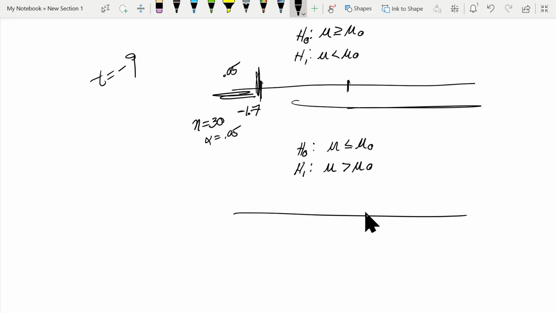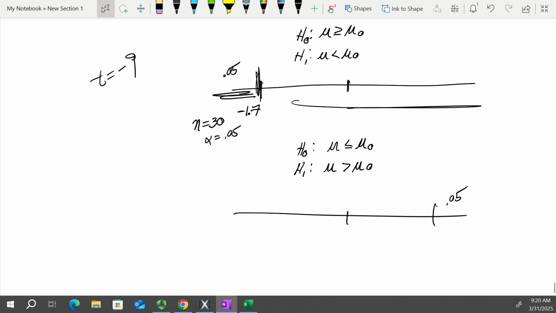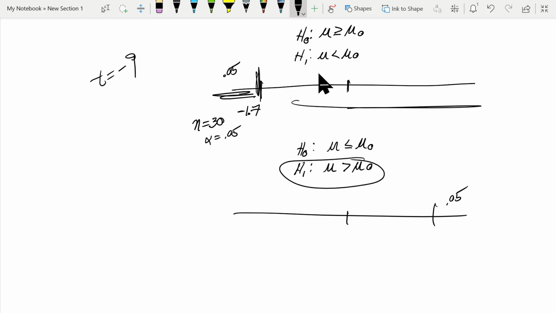And here, everything is in the upper end. The result falls in this area, I reject the null hypothesis. If it doesn't, I fail to reject. So this is the whole key. The alternative points to the rejection region.